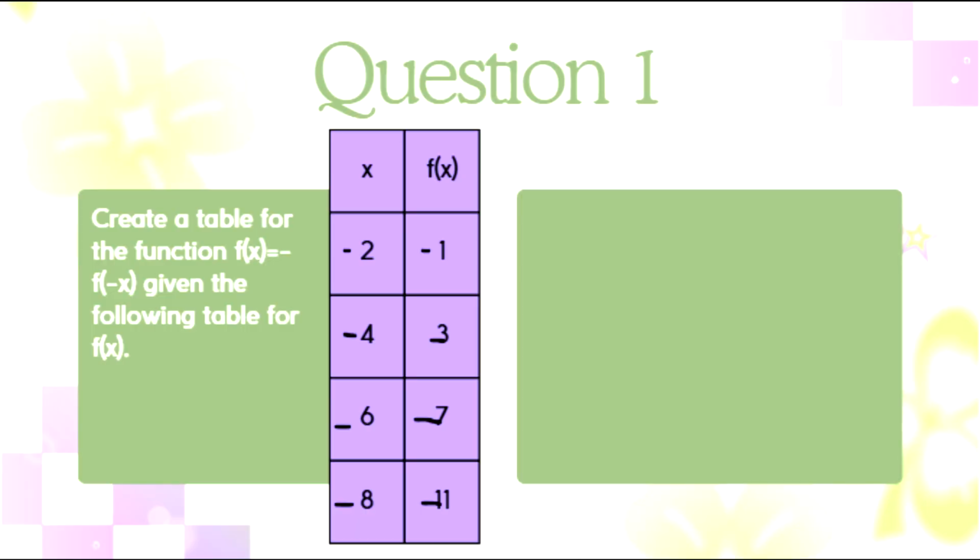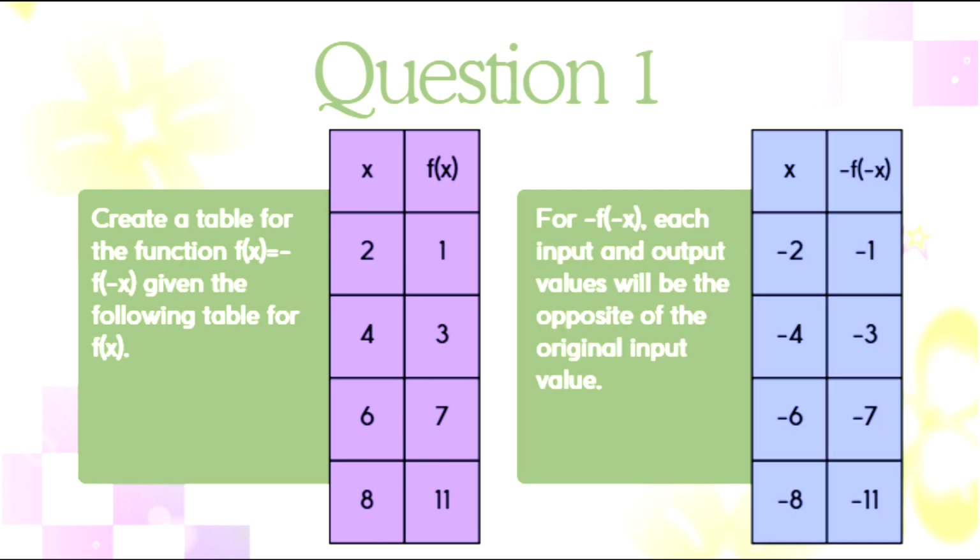Here's question 1. This one's all you. Create a table for the function f of x equals -f of -x, given the following table for f of x. So it gives us this information, and it wants you to make a table for -f of -x. It's really simple. All you're going to do is change the signs for everything. All of these are positive, so they're all going to become negative. And look, they did. For -f of -x, each input and output value will be the opposite of the original input value. So positive 2 becomes -2, positive 1 becomes -1 through the whole table.